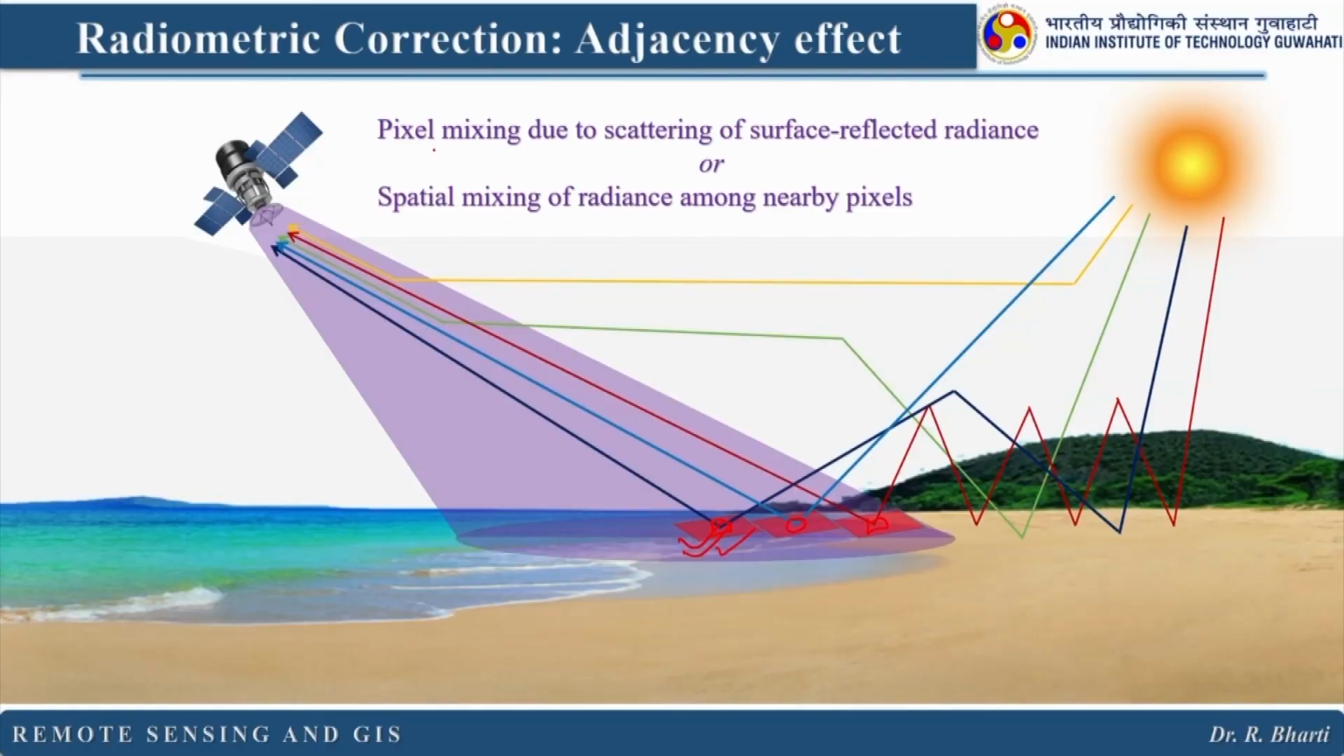Now, we will discuss more about this in the hyperspectral section. So, here this is the pixel mixing due to scattering of surface reflected radiance. In other words, spatial mixing of radiance among nearby pixels, right. So, this is one problem, and I will end my lecture on radiometric correction here, and we will see in the next class, right. Thank you.